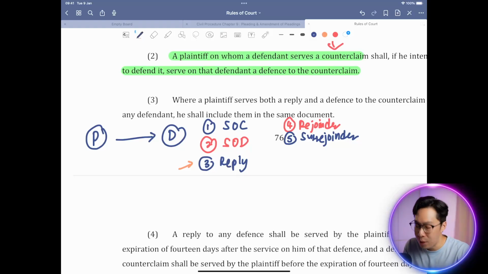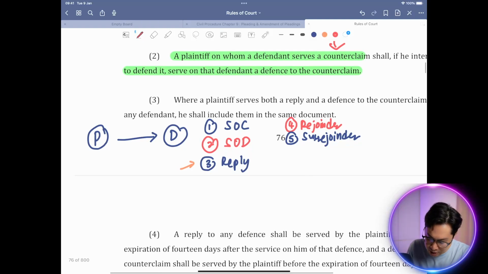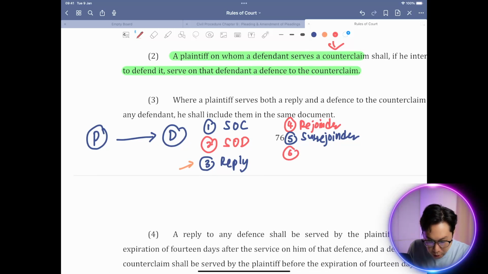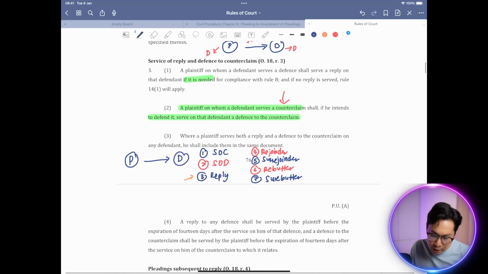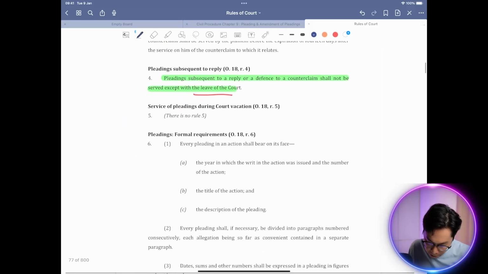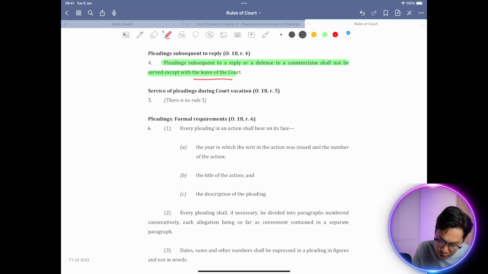After that, you still want some more? You can. It's something we call a rebuttal. And after that, it's called a surrebutter. That is just a technical term if you want to know, not particular for your exam. So this is the Order 18 Rule 3 and Rule 4. Now Order 18 Rule 6.